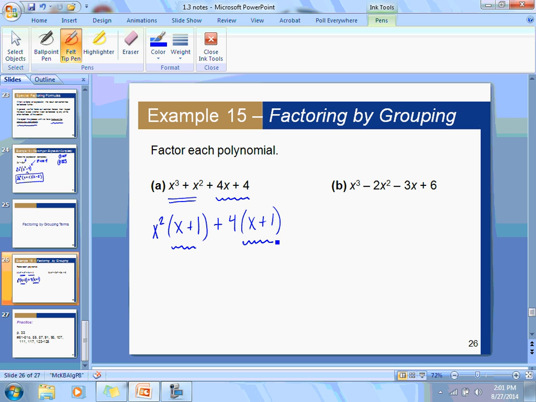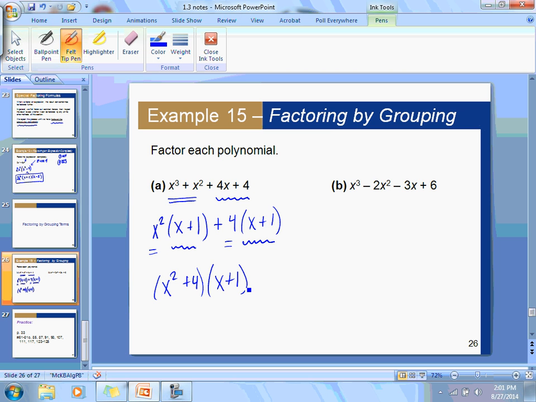And the other step then that we have to do is we have to take the GCFs that we took out and we have to put them into their own parenthesis. So we have x squared plus 4 that goes in a parenthesis. And then you just write the x plus 1 one time.